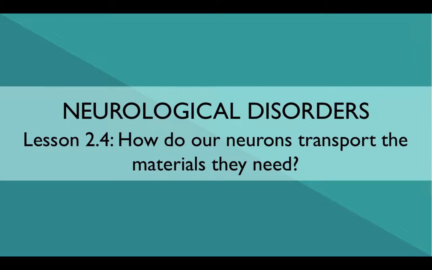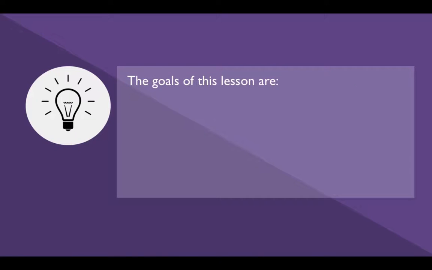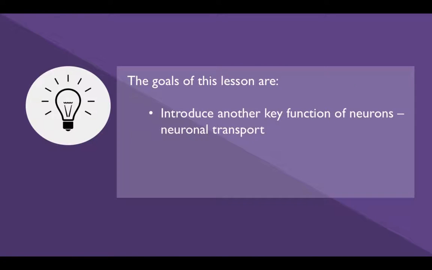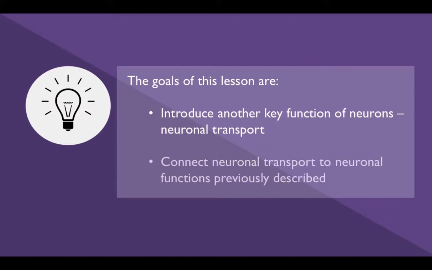Neurological Disorders Lesson 2.4, How do our neurons transport the materials they need? The goals of this lesson are to introduce another key function of neurons, neuronal transport, and to connect neuronal transport to neuronal functions previously described, including receiving and transmitting information and communicating information to the postsynaptic cell.